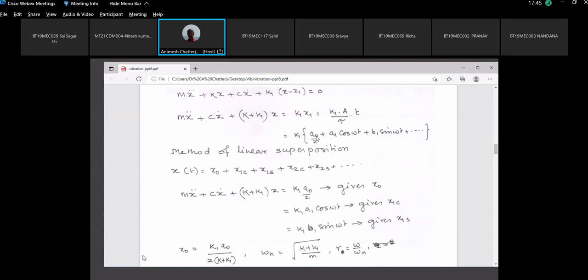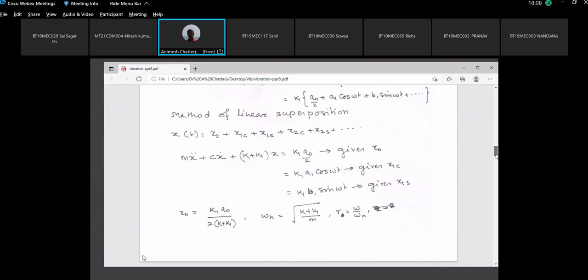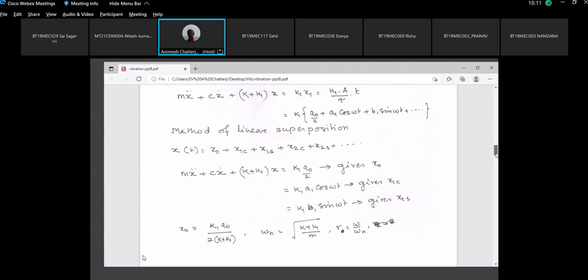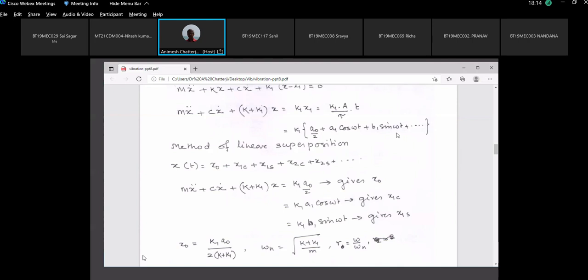This is static force. Next, we have a harmonic force K1 A1 into cos omega t. A1 is 0, so we will not consider it. Next is harmonic force K1 B1 sin omega t. This is not 0. So K1 B1 sin omega t, its response we can find out by our harmonic excitation formula. It will be K1 into B1 divided by stiffness, K plus K1, and then dynamic amplification factor.